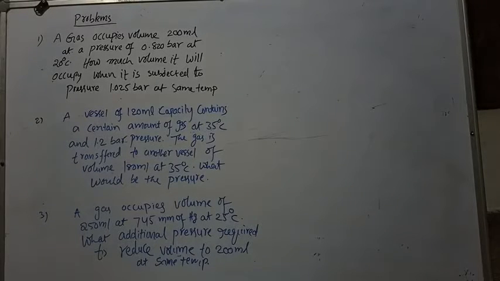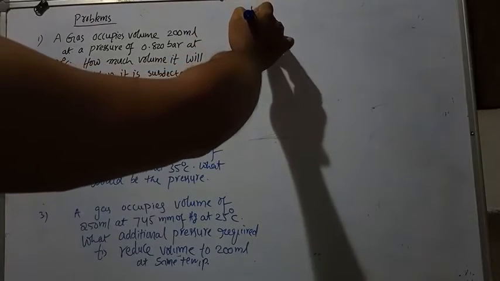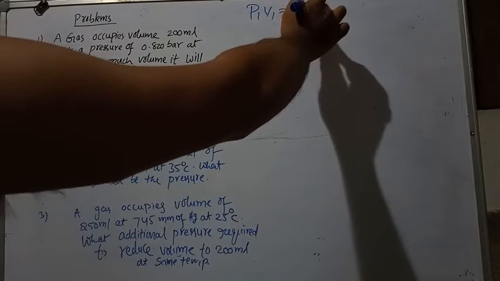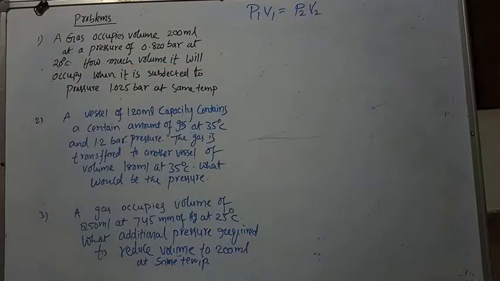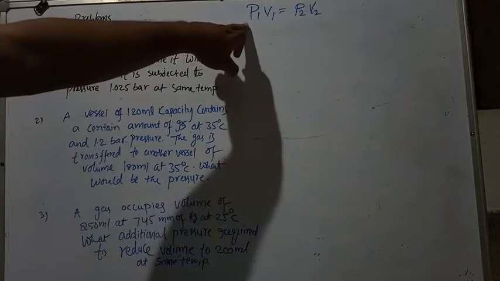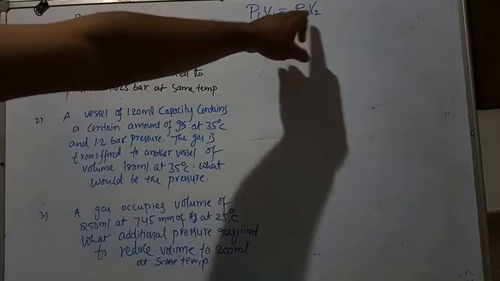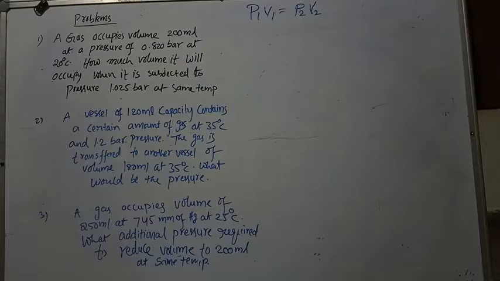Okay, see that here, Boyle's law problem. One thing you have to remember is that in Boyle's law problems we are using the term P1 V1 is equal to P2 V2. I already told you, P1 means initial pressure, V1 means initial volume, P2 means final pressure, V2 means final volume.